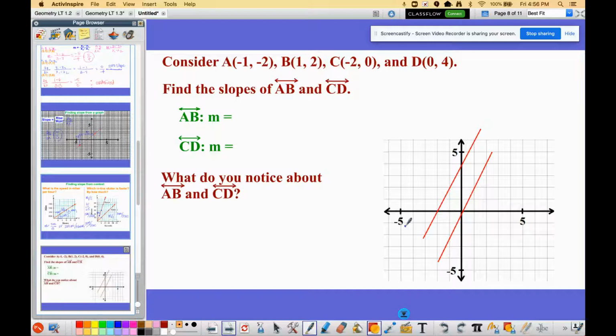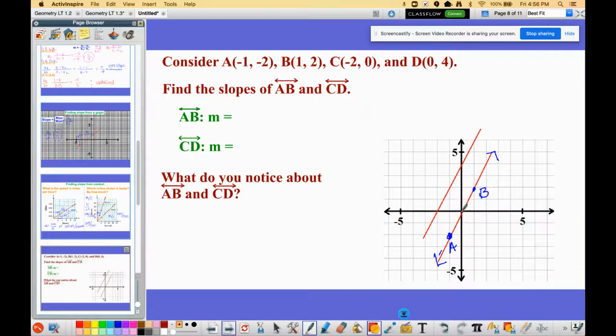Now, we're going to talk about what happens when we look at slopes of lines. And so what I want you to do right now is draw a coordinate plane. And I've got some points here. Point A is -1, -2. I want you to label that point. Point B is +1, +2. And then connect those points to make a line.